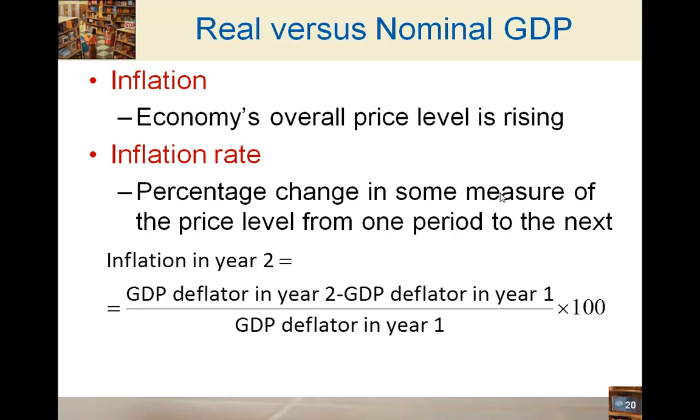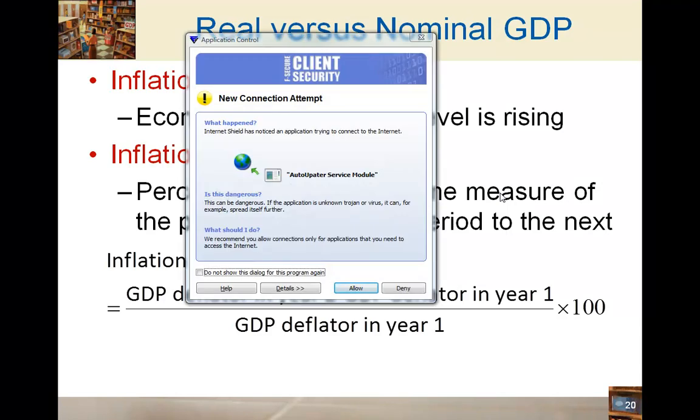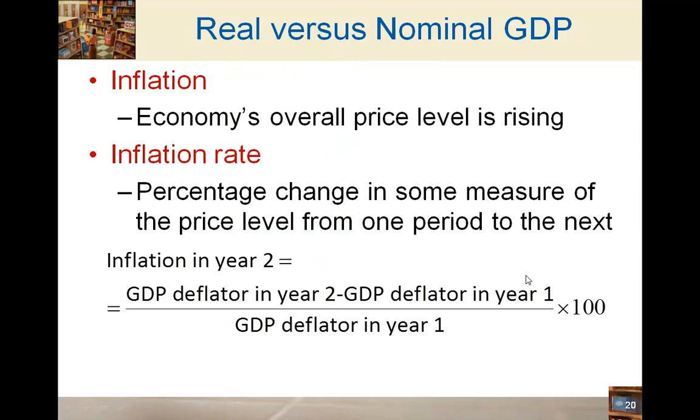So basically, for any calculation of percentage change, the formula is always the new value minus the old value, over the old value. So that's essentially how this works. So GDP deflator in year 2 minus GDP deflator in year 1, divided by GDP deflator in year 1, times 100.